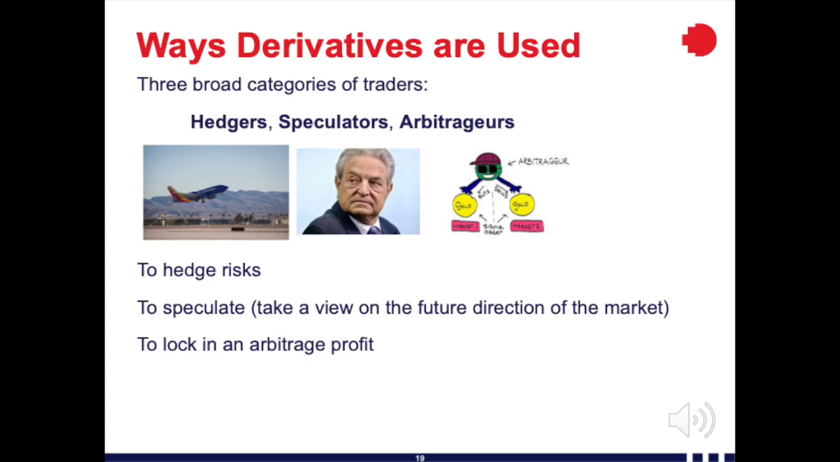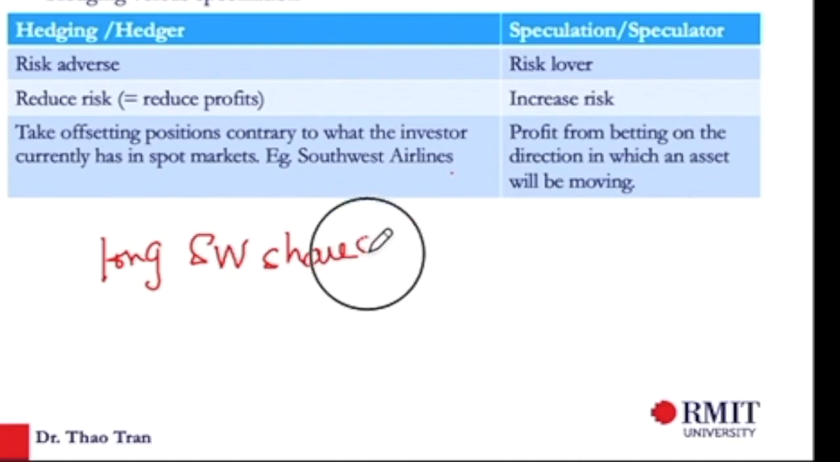Hedging is done in order to eliminate the volatility associated with the price of the underlying asset. Therefore, to reduce the volatility and the uncertainty, the hedger will take the opposite position to what he currently has in the spot market. Let's look at this example. For example, you own shares of Southwest Airlines. Owning the shares means you have a long position in Southwest Airlines shares. Currently the stock price is $40 per share.